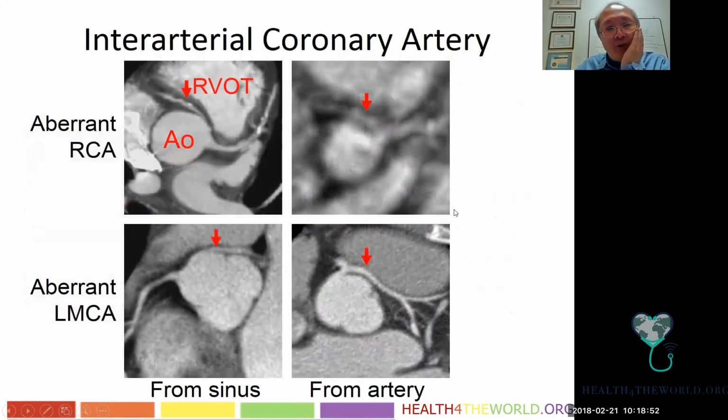Now, the abnormal arrangement that goes between the aorta and the pulmonary trunk can involve the right coronary artery or the left main coronary artery. So in the top two slides here are right coronary arteries going between, coming off from the left side. In this case, it's coming off from the left coronary sinus. In this case, it came off the left main coronary artery. Similarly, the left main coronary artery can come off from the cusp sandwiched between the aorta and the pulmonary trunk, or it can come off from the right coronary artery itself with the same course going between the two.